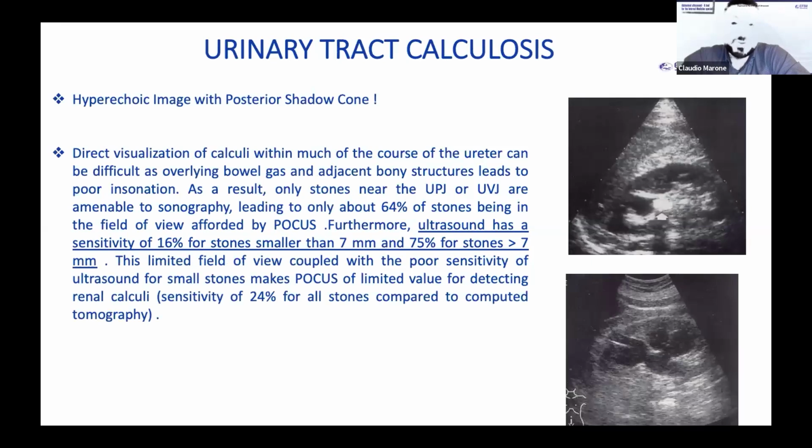And let's talk about the urinary tract calculosis. On the right, we are going to see a kidney calculosis, like a hyperechoic image with a posterior shadow cone. Let's say that the ultrasound has a sensitivity of 16% for stones smaller than 7 millimeters and 75% for stones bigger than 7 millimeters. So we are not always seeing the stones, not always.